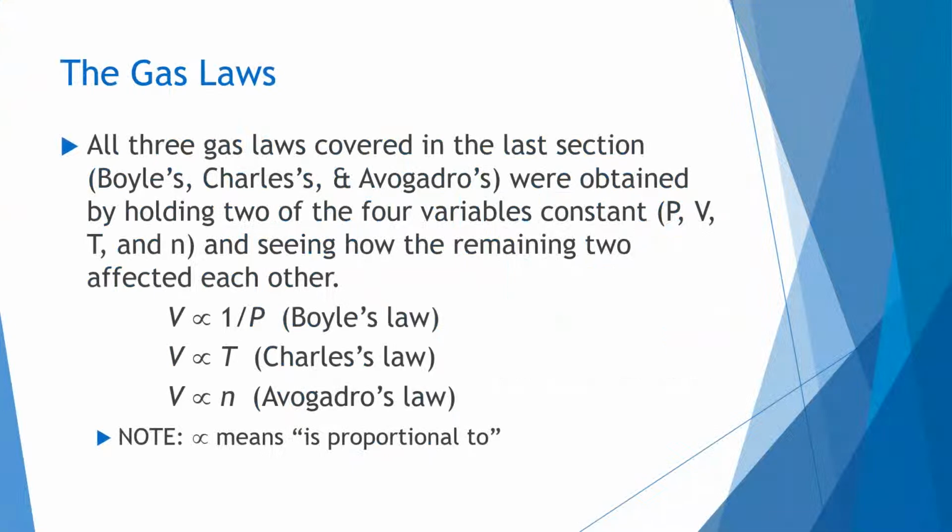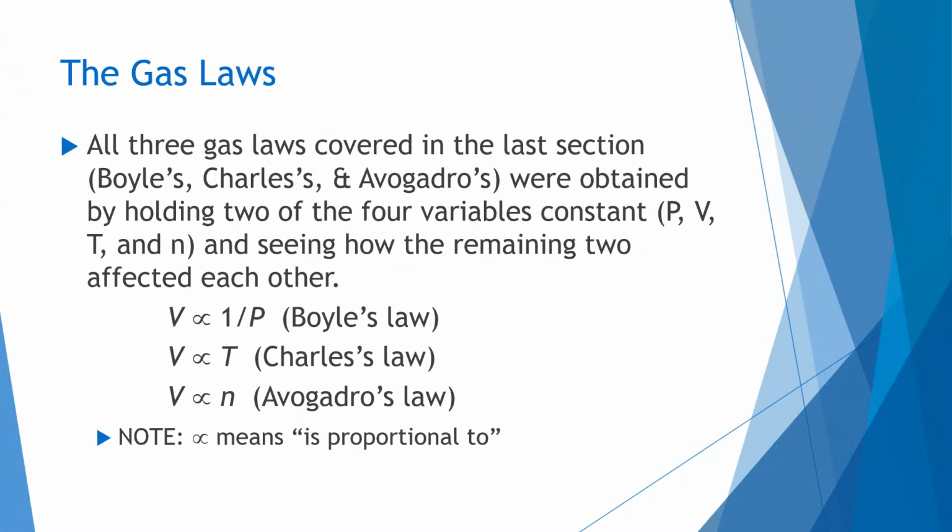All three gas laws covered in the last section, which were Boyle's, Charles's, and Avogadro's, were obtained by holding at least two of the four variables constant. Again, those four variables are pressure, volume, temperature, and number of moles. Now, when we held two of them constant, we wanted to see how they affected the remaining ones.